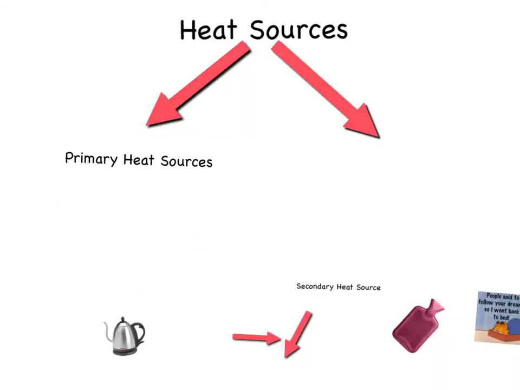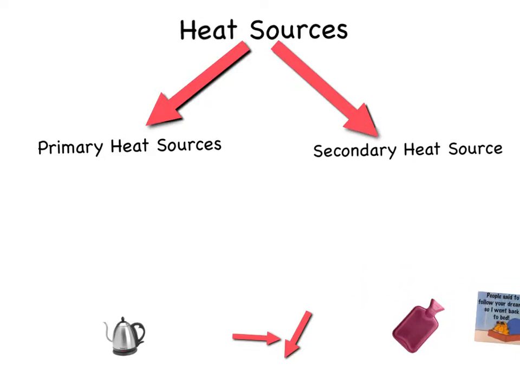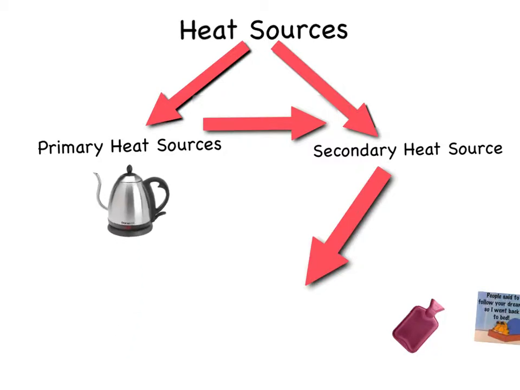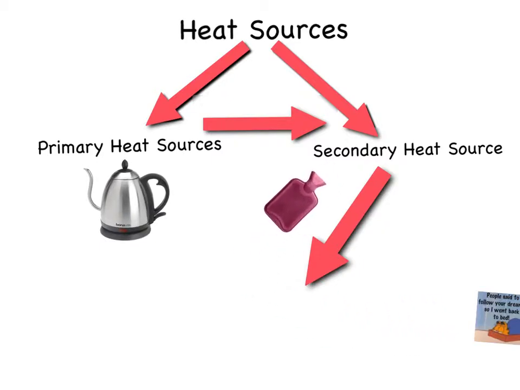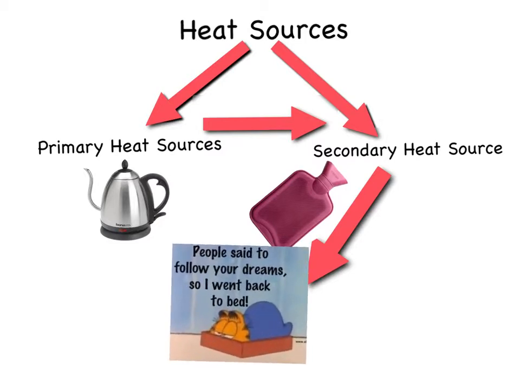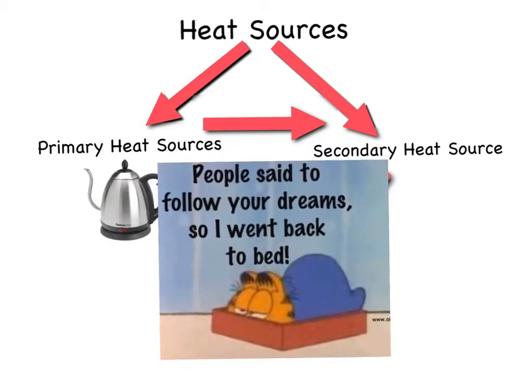A primary heat source is a heat source that can produce its own heat, whereas a secondary heat source cannot. A secondary heat source gets its heat from a primary heat source. Then it can transfer or transmit its heat to something else. So if we take our kettle, it's filled with some hot water, we can use the hot water to fill up the hot water bottle, which becomes a secondary heat source, and then it transfers its heat into the nice, comfortable, cozy bed.